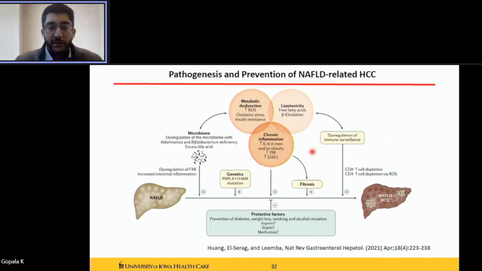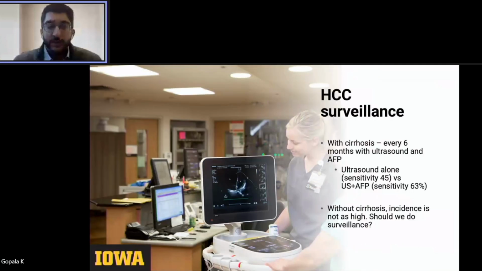Basically, all you need to know is it's multifactorial. Microbiomes involved, chronic inflammation, and things like that. I don't want to get too in detail due to the time limits right now. So the next thing is, do we do surveillance? In cirrhosis, absolutely, that's recommended every 6 months with ultrasound and AFP. Sensitivity is a little bit better when used with AFP.